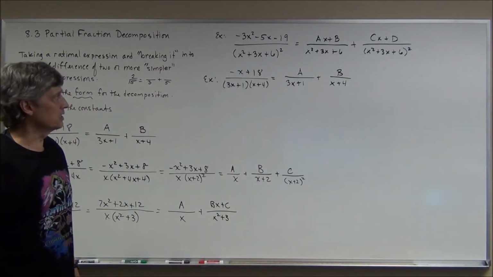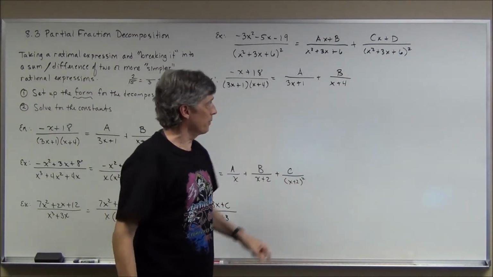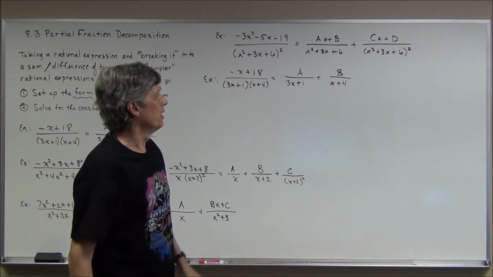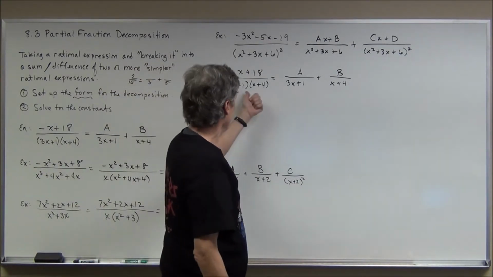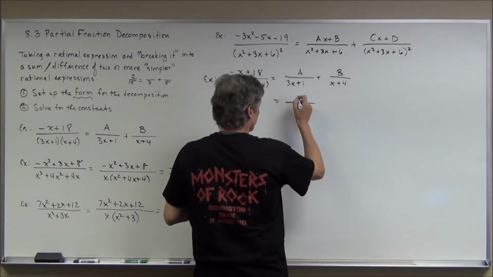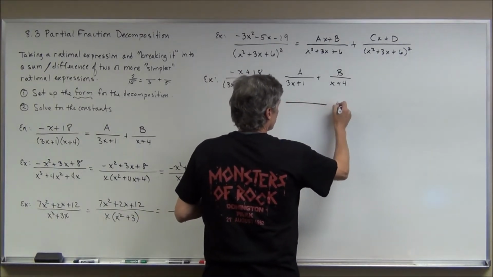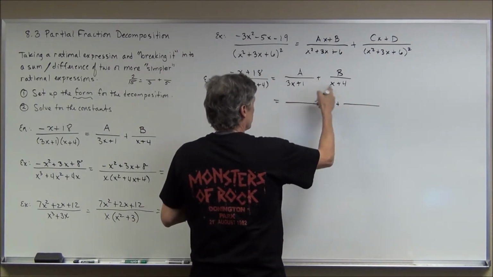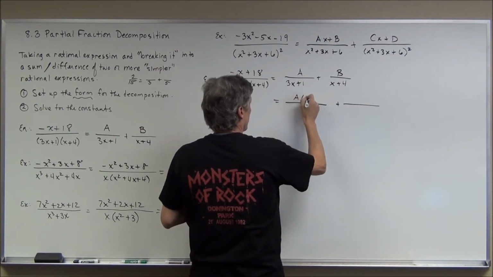Alright, now on the right side, if I was going to actually add those, I would have to get a common denominator. And my common denominator would be their product. It would be this guy. So what I'm going to do first is rewrite this so that I have a common denominator. So I'd have to multiply top and bottom by x plus 4 on the first one.